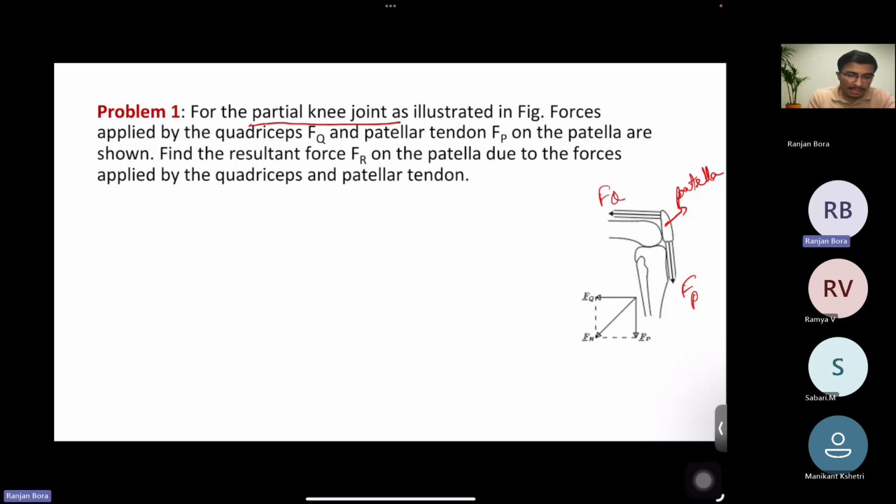We need to find the resultant force Fr on the patella due to the forces applied by the quadriceps and the patellar tendon. Let us take Fq as 400 Newton and Fp as 300 Newton. So can you find the magnitude of the resultant force Fr?